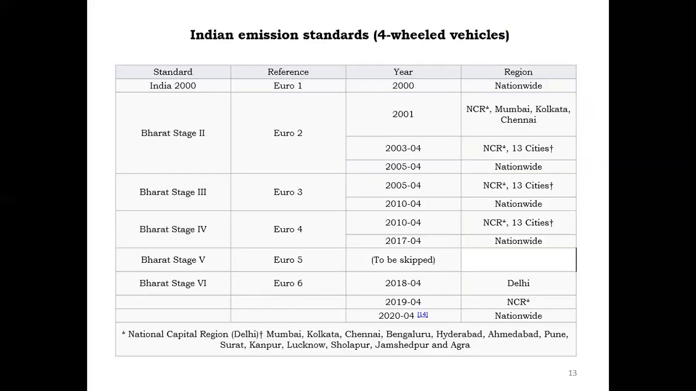So this is the Indian emission standard for four-wheeled vehicles. First they defined the value as India 2000, then changed the values. That is Bharat stage 2, 3, 4, 5, 6. Now we are going for Bharat stage 7. These are references from Euro 1, 2, 3, 4, 5, 6 respectively.